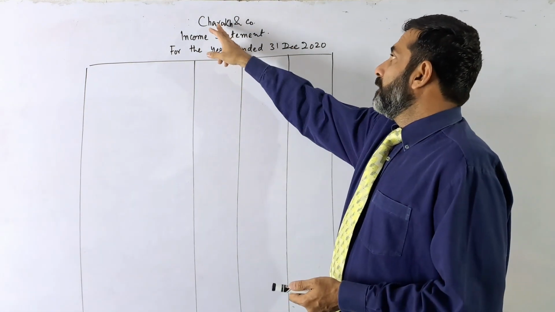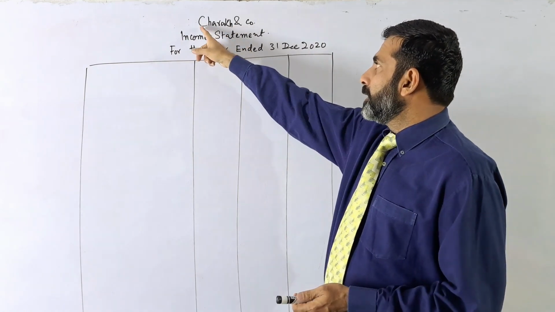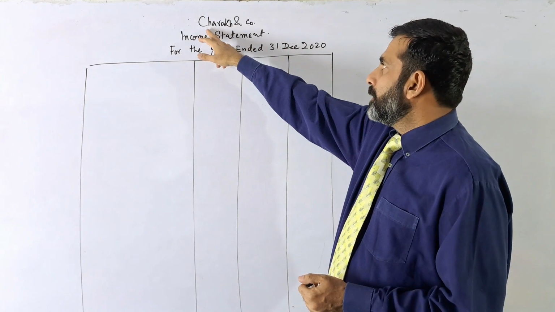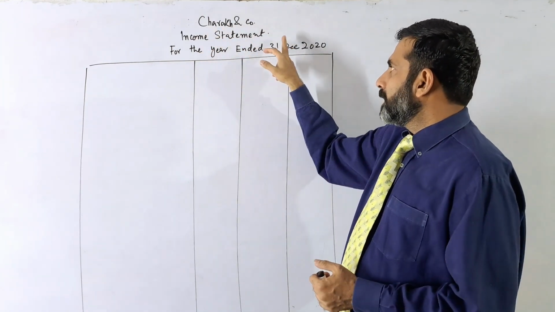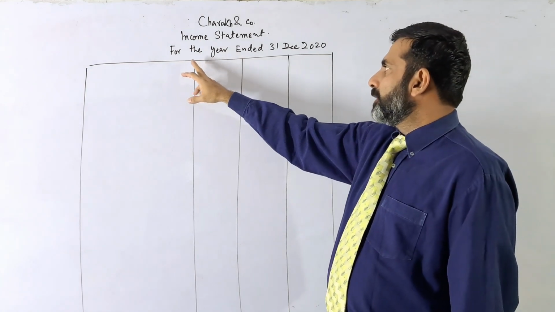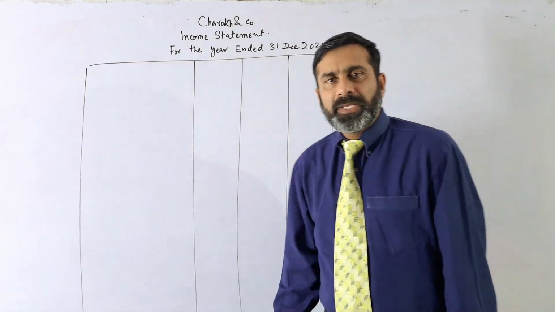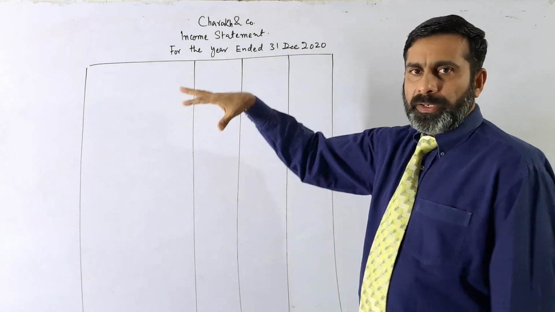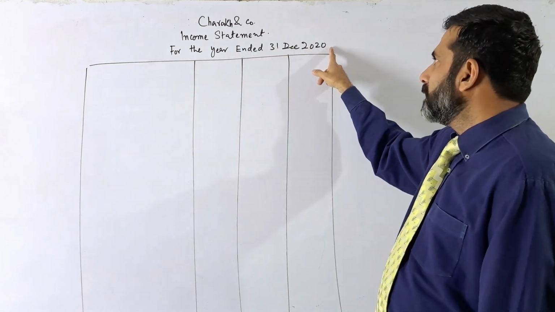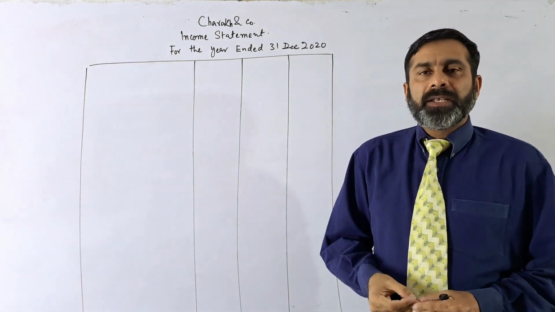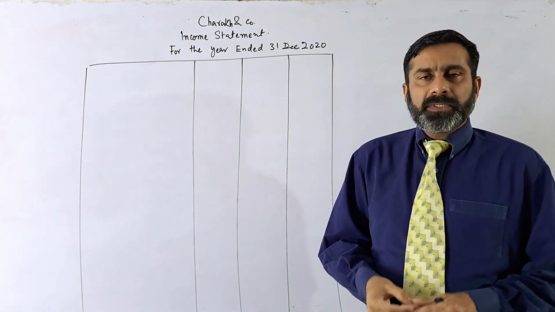First of all, we will write here the name of the company, the name of the business. The business name is Jarrah and Company. So the income statement is there. We will write the statement name, and then the financial period for which it is prepared. Here we are writing that it is for the period ending on 31st of December 2020.